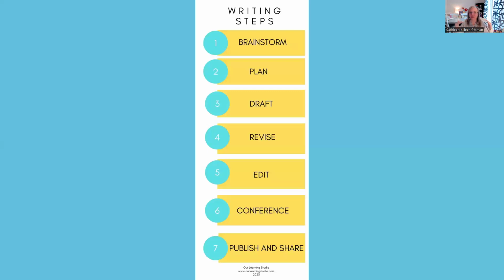So we've done brainstorming, planning, writing the draft, revising and editing. Now it's time for the formal conference where we look over the entire piece of work and offer some guidance. If there are words missing, if looking at the opening sentence, do we need to make an opening sentence to hook the reader? Is there a closing to wrap up the whole paper? We have that conference and make those last minute changes. And then it's time to publish and share. In another video, I'm going to show you lots of different ways that your child can publish their work to make it a fun activity for them.